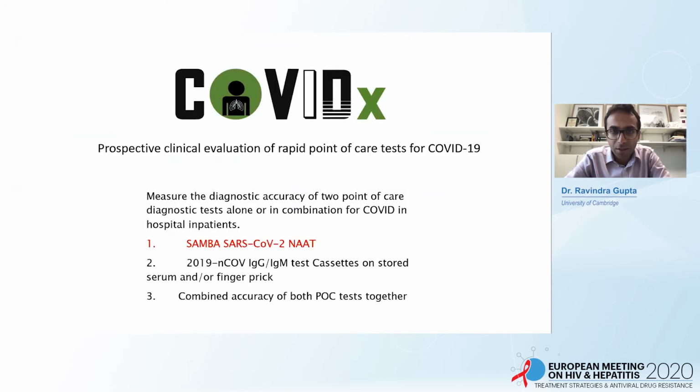But of course, we needed to know whether this test was as good as the standard lab test in patients coming through the front door with fresh samples. And therefore, we set up in record time an ethically approved prospective evaluation of rapid point of care testing for COVID-19 to measure the diagnostic accuracy of two tests. First of all was the Samba SARS-CoV-2 nucleic acid test. And secondly, we tested two different point of care finger prick antibody tests for the ability to make a diagnosis. And I'll talk about this a bit later.